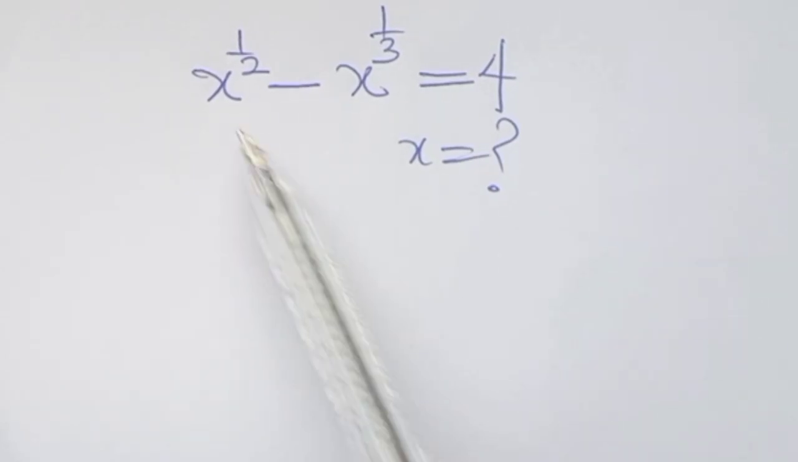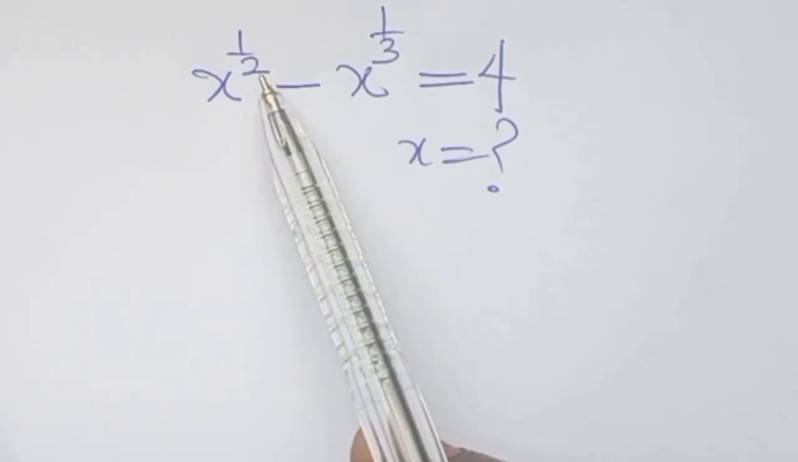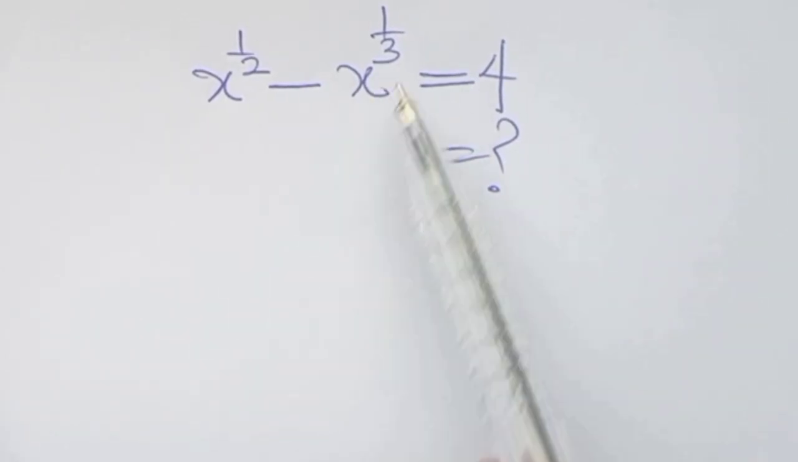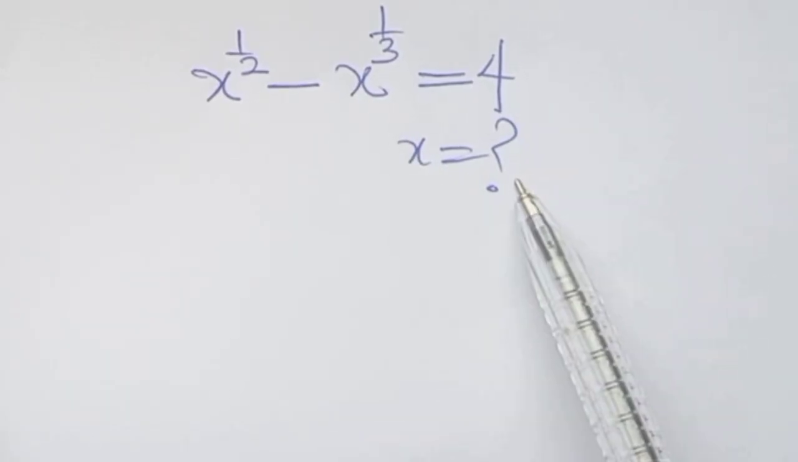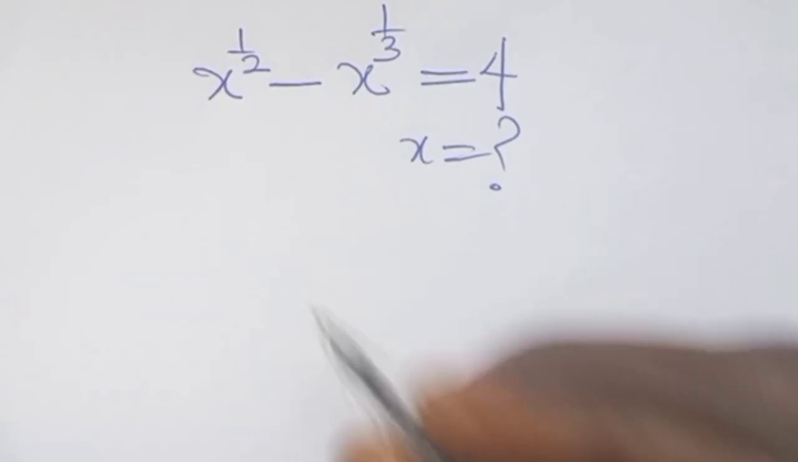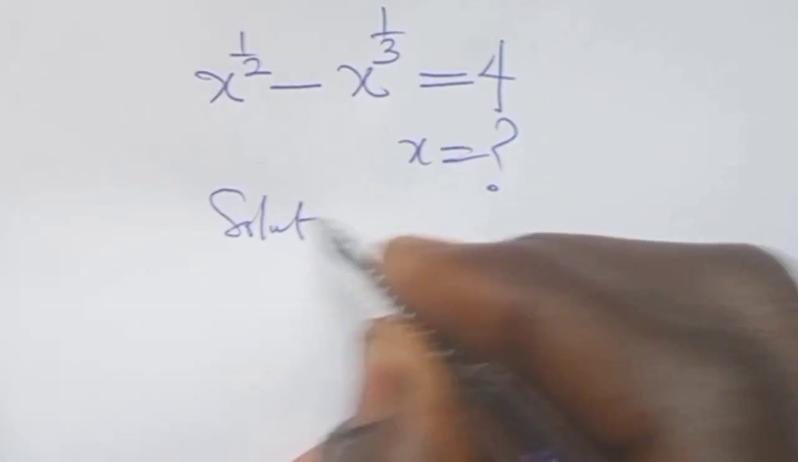Hello everyone. So today we have x to the power of 1 over 2 minus x to the power of 1 over 3 all equals to 4. x is the unknown. So we're going to solve together. Let's seek solution.